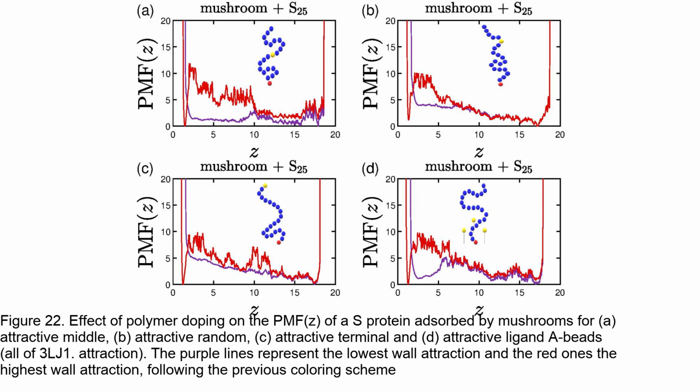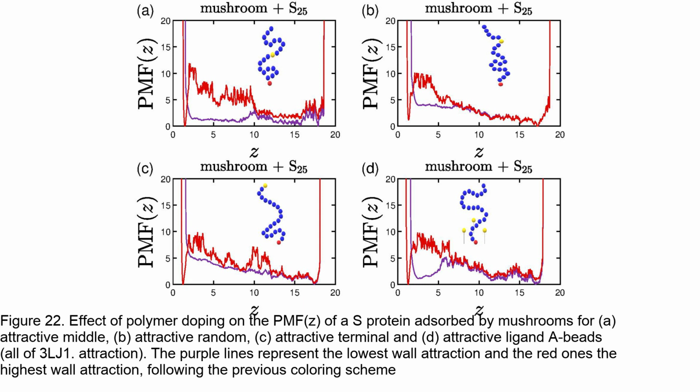Figure 22 of the paper shows the effect of different attractive wall strengths on protein adsorption in different polymer coatings. The figure specifically focuses on the adsorption percentage of S25 proteins for different coating types: mushroom, intermediate, and brush, and different attractive wall strengths. The results show that the adsorption percentage is influenced by both the coating type and the strength of the attractive wall.